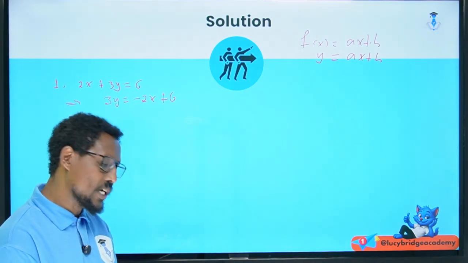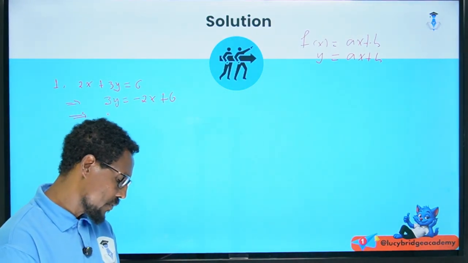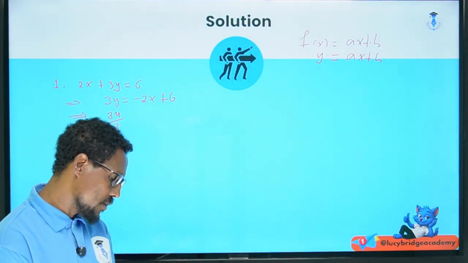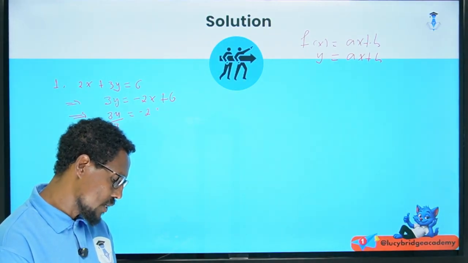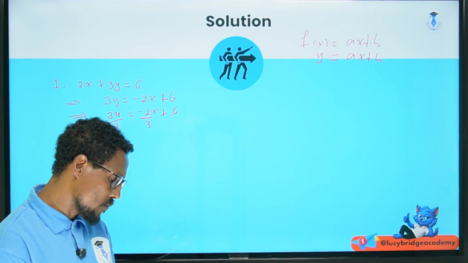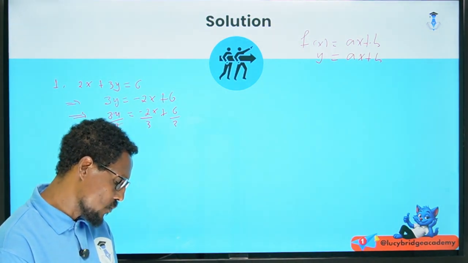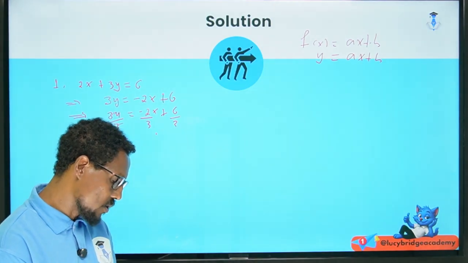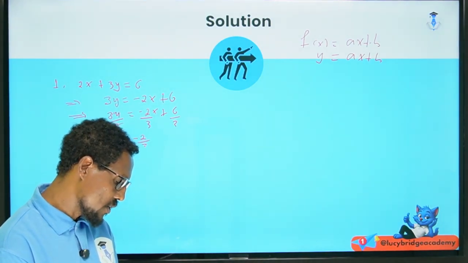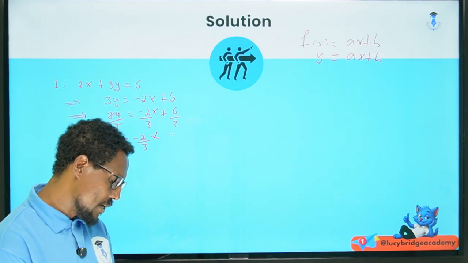Now dividing both sides by 3: 3y over 3 is equal to minus 2x over 3 plus 6 over 3, which implies that 3 by 3 cancel, y or f of x is equal to minus 2 over 3 x plus 6 over 3, which is 2.